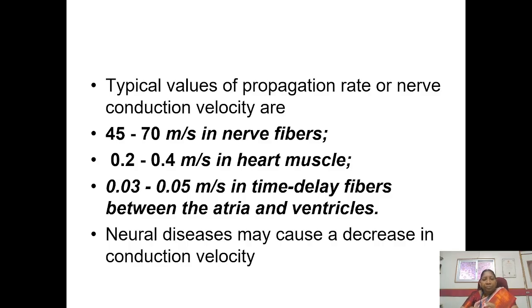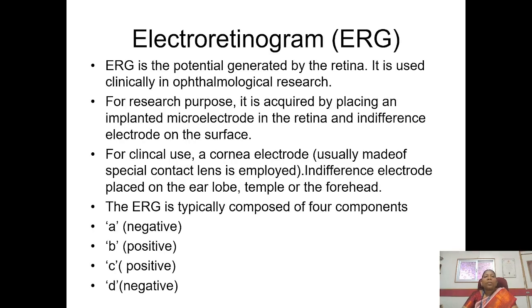And in the case where a time delay exists between the atria and the ventricles, that time is 0.03 to 0.05 meter per second. And in the case of any neural disease, the nerve conduction velocity will definitely decrease.